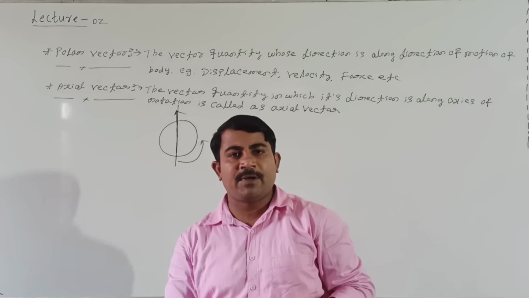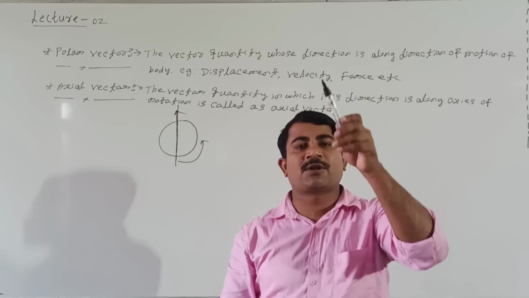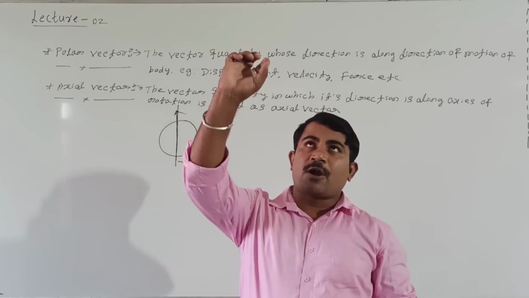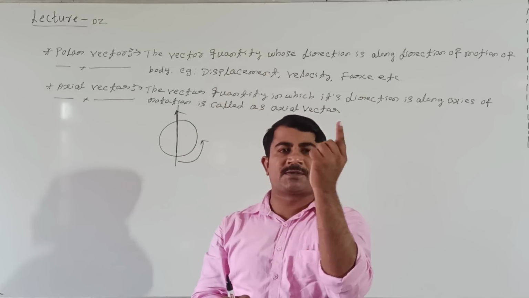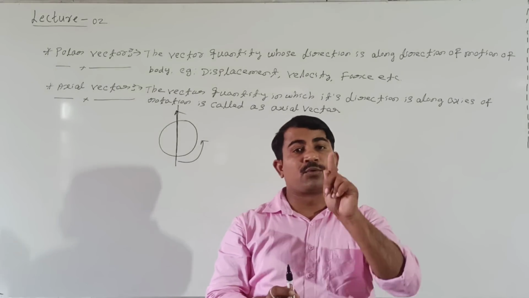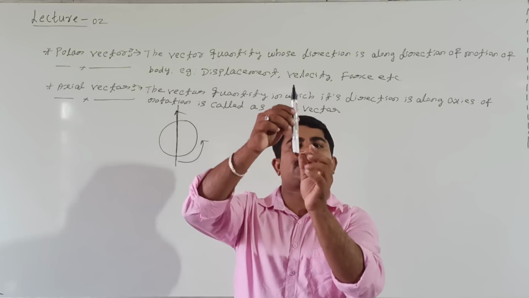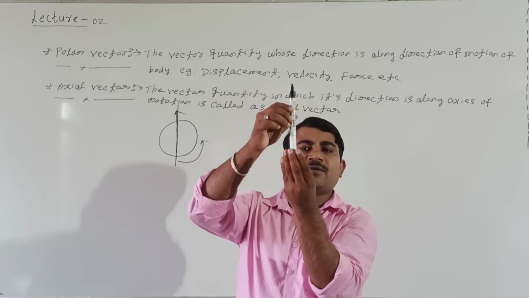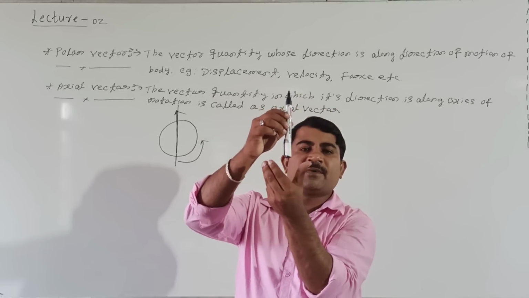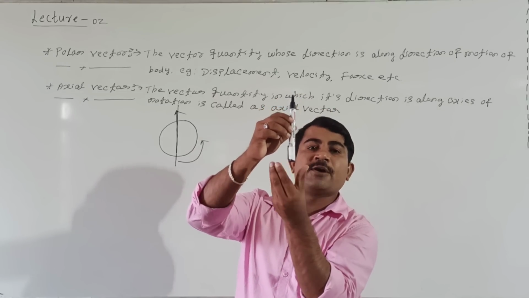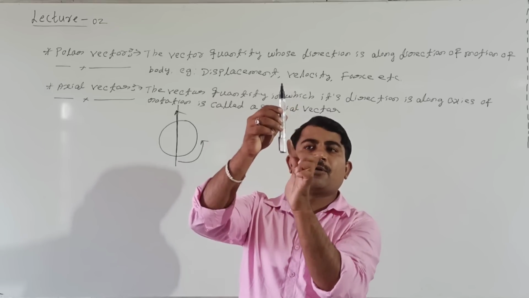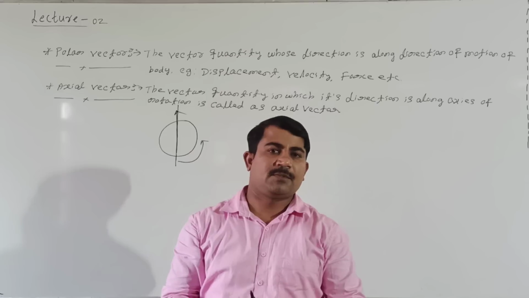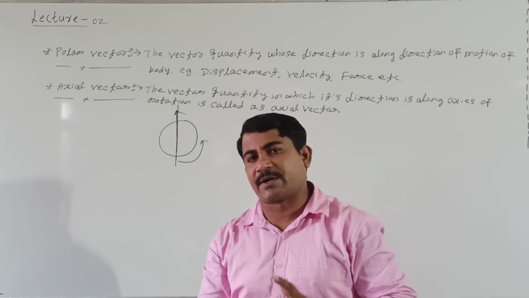Shall I take a simple example? Let us take a fan. The fan has a rod, right? The rod we call the axis of rotation. The fan is revolving like this, in this direction. This is the axial vector. How to take the direction of angular momentum and torque? The direction of angular momentum and torque can be taken along the axis of rotation. Such vectors we call axial vectors.